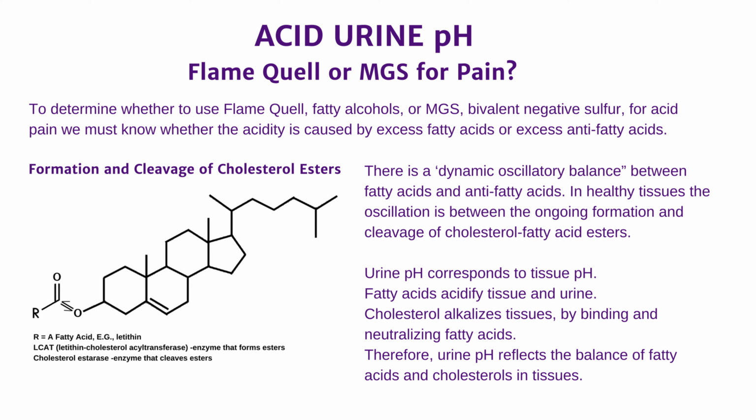There is a dynamic oscillatory balance between fatty acids and anti-fatty acids. In a healthy metabolism, the oscillation is between the ongoing formation and cleavage of cholesterol fatty acid esters. Since urine pH corresponds to tissue pH, we are looking at this balance in tissues with the urine pH. Fatty acids acidify tissues and urine. Cholesterol alkalizes tissues by binding and neutralizing fatty acids.